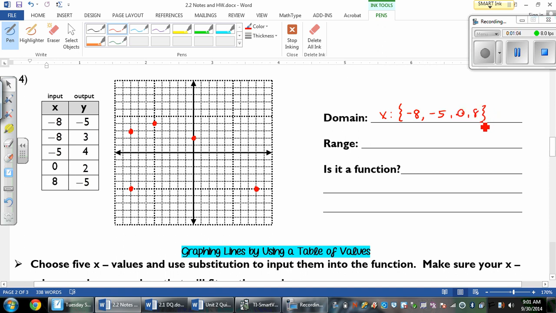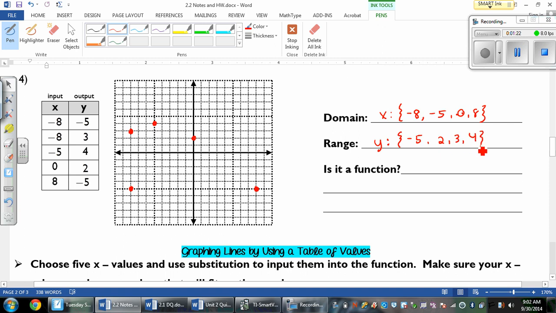Alright, I'm going to list my range, which is y, colon. I'm going to start with my smallest number, which is negative 5. Even though negative 5 appears twice, I'm just going to write it once since there's no repeats. I then go to 2, 3, and 4.